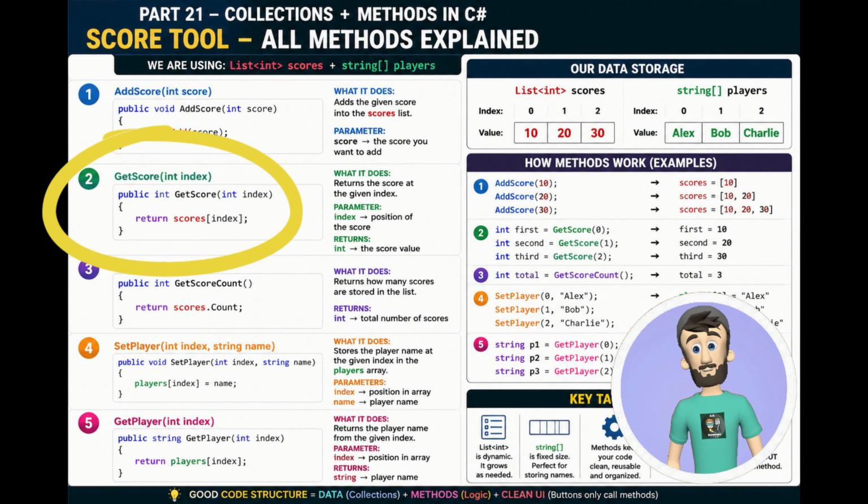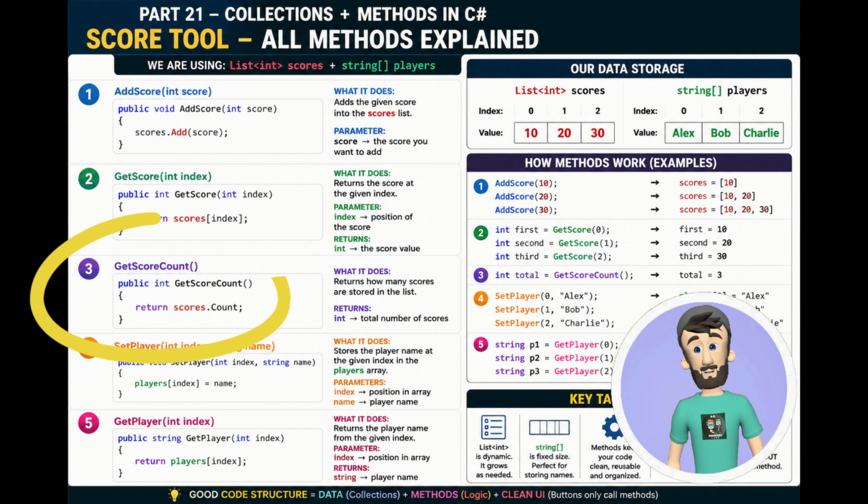Next we have GetScore. This method returns data back to us. So instead of sending data in, we are getting data out. And that is the difference between parameters and return values. Almost every real application works like this internally. Apps constantly request data and receive results back. Then we have GetScoreCount. This simply returns how many scores exist inside the list.